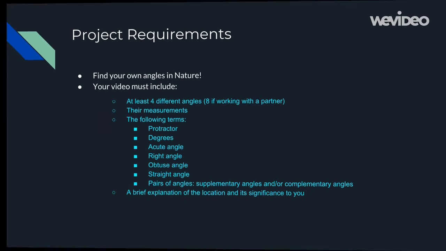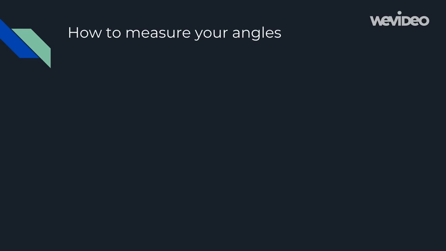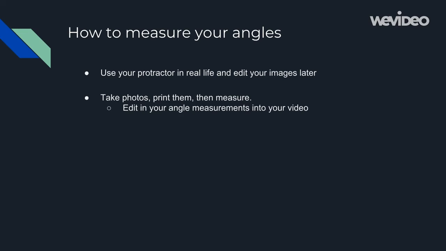Now, once you find your angles, you're going to have to measure them, right? So there's a few ways you can do this. You can go out with your protractor and measure the angles and then edit in those measurements later. So for some tinier angles, that might work pretty well, but you might need to use an alternative way. And this is pretty easy to do, but just takes an extra step or two. So take photos of your angles, actually print out the photos, and then measure your angles with a protractor. And then you can go in and edit your images of your video later and add in those angle measurements.